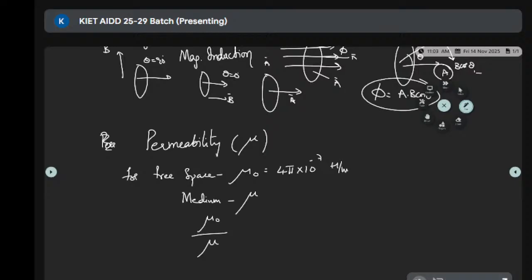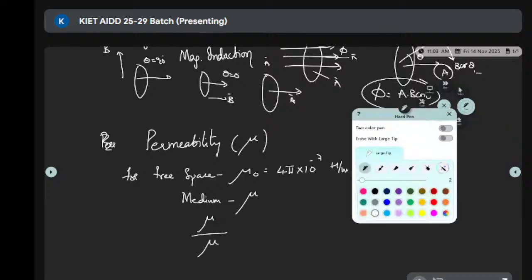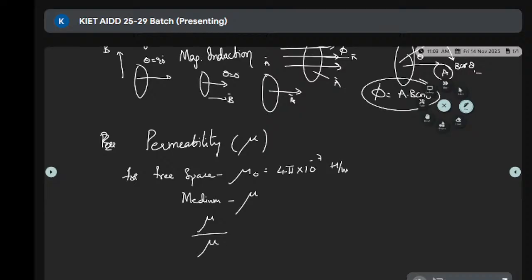The ratio between the permeability of a medium to the permeability of free space is called relative permeability. So what is relative permeability? It is the ratio between the permeability of a medium to the permeability of free space. This mu is equal to what we write? Mu r into mu naught.